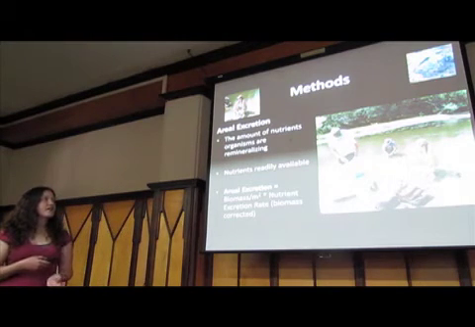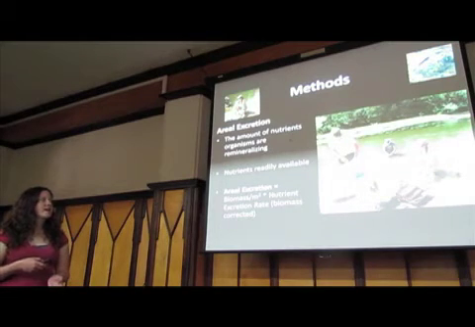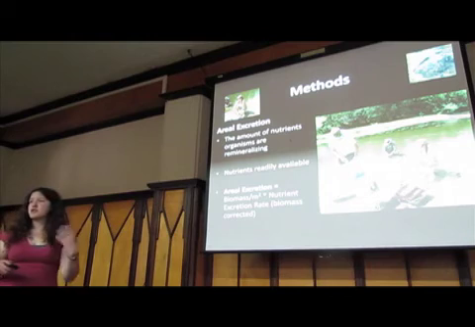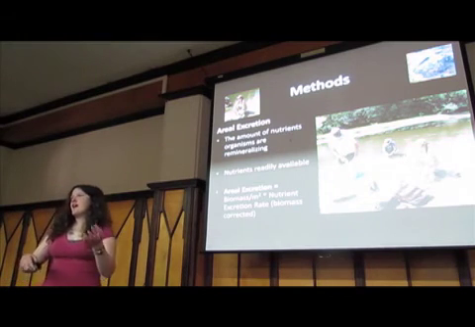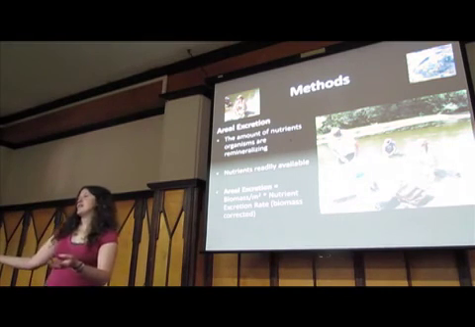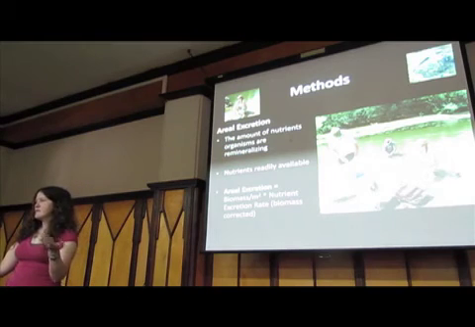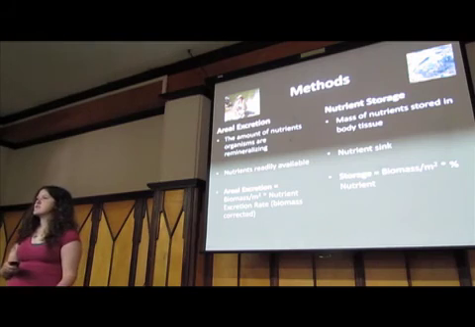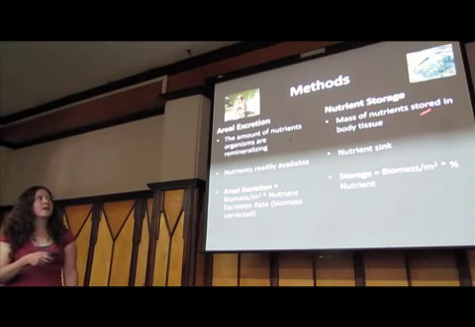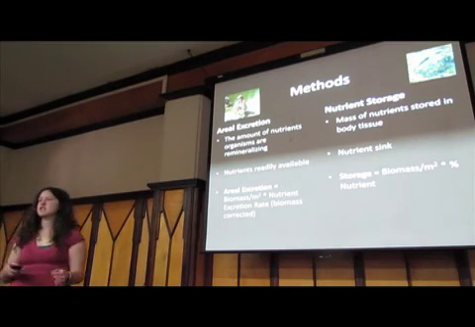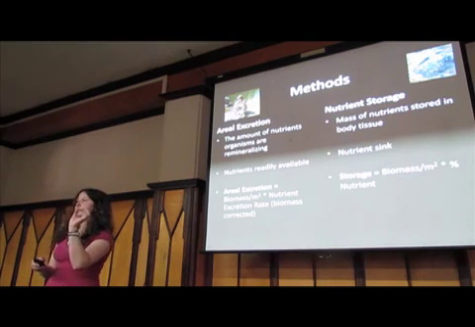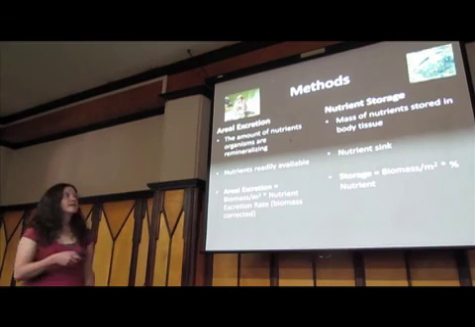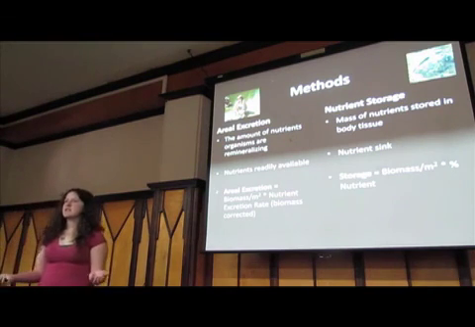And to calculate areal excretion, you take the biomass of the organism per meter squared times their nutrient excretion rate. So how much nitrogen's in their pee when you measure it over an hour, okay? And then I also measured nutrient storage. So this is the mass of nutrients stored in the body tissue. So I took a sample of their tissue and I analyzed it for carbon, nitrogen, and phosphorus. And you can think of this as a nutrient sink within the system.